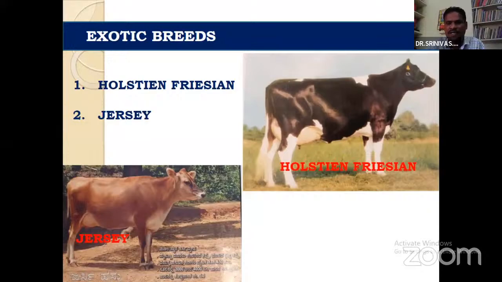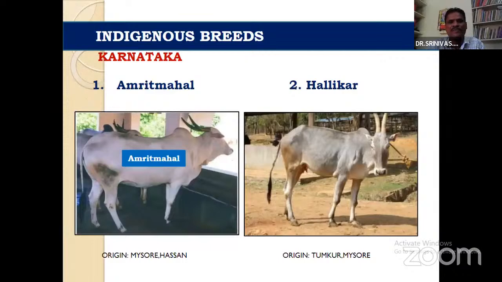As these are from temperate regions, they need some cooler areas. You can see the adaptations of those animals. Even in our southern Karnataka, where there are cold areas, you can see a lot of Holstein Friesian crossbred animals, like in our Kolar and Ramnagar districts. You can see a lot of these Holstein Friesian and Jersey cows. So these are the two main important exotic breeds we are using for the upgradation of our local cows. Okay, we saw these exotic breeds.